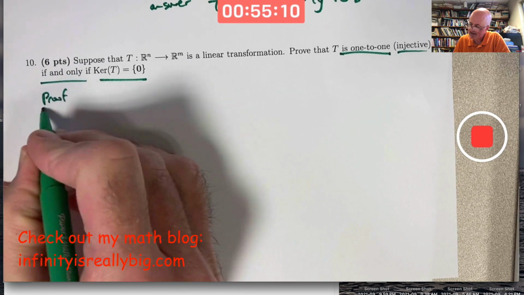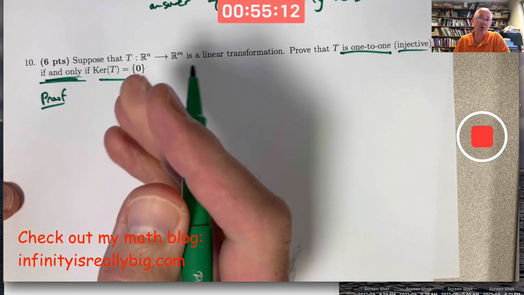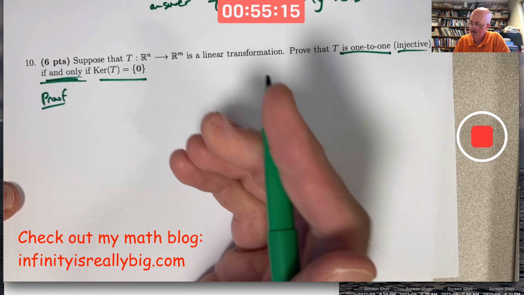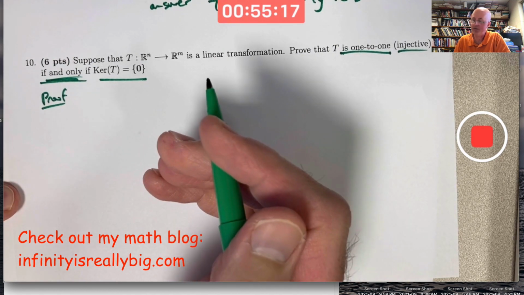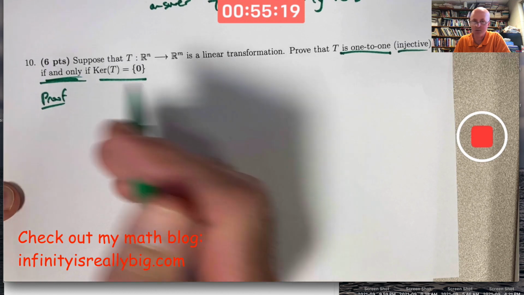Proof. This is an if and only if proof, so it has two directions to prove. One direction is essentially the definition of one-to-one, and the other one's a little trickier.